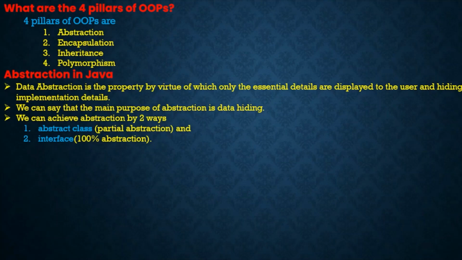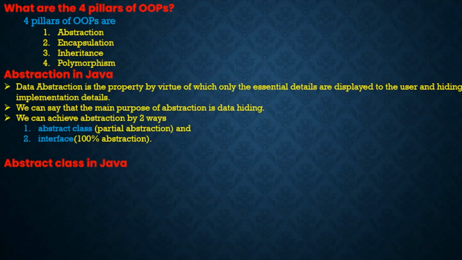Just understand, I have explained what is abstraction. With an example, I have explained the job of abstraction, and now I am explaining how to achieve abstraction in Java. In Java, we can achieve abstraction in two ways, that is by using abstract class and by using interface. By using abstract class, we can achieve partial abstraction, and by using interface, we can achieve 100% abstraction. Let me explain what we mean by abstract class.